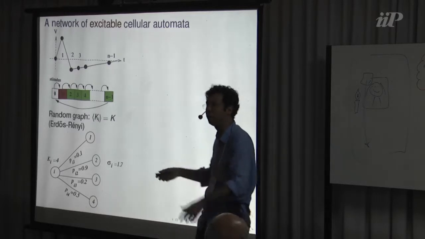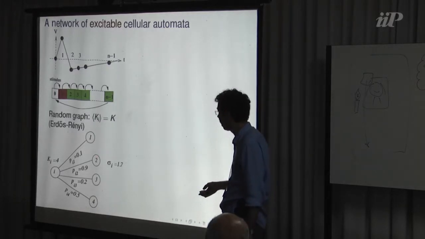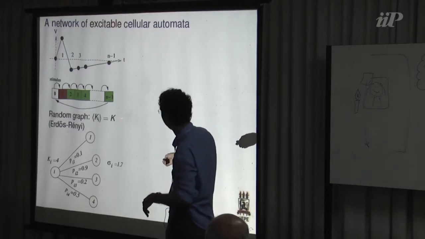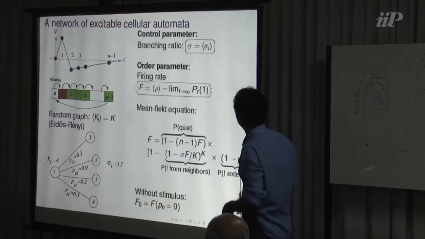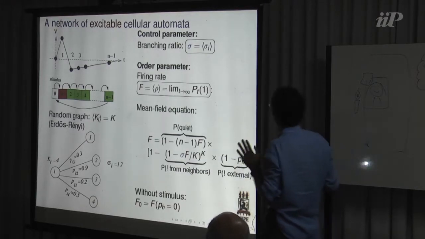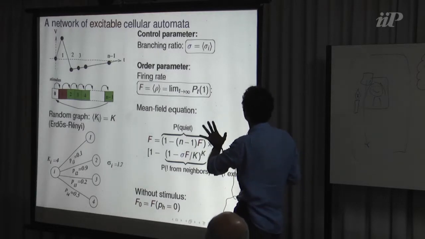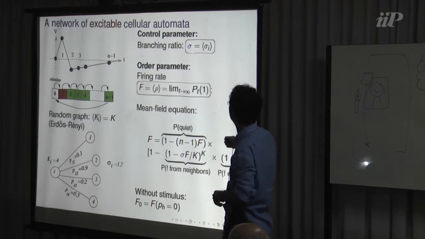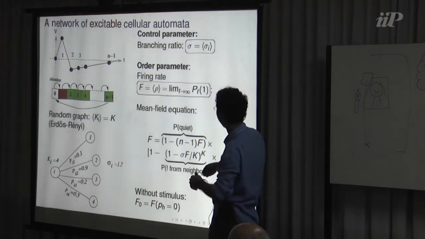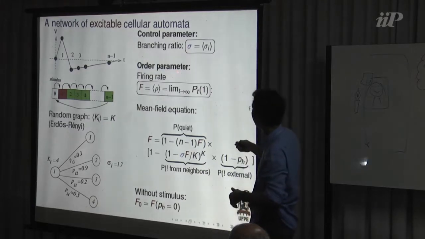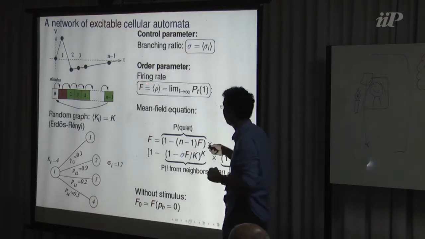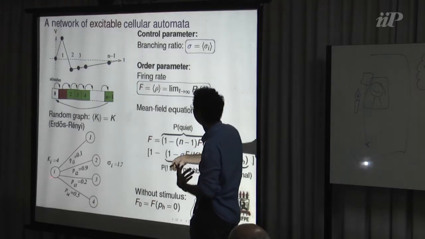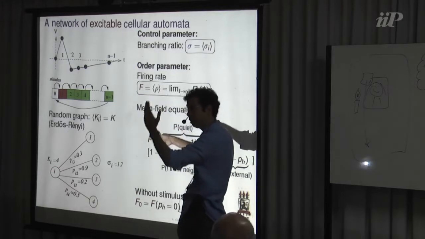If you take an ensemble of the realizations here. Okay? So you put this in a random graph, so every site has some, on average, k neighbors. And bear with me, there are no more equations after this, okay? I promise. So you can define a very natural control parameter here, which is the average branching ratio, so the average over all sites, which is sigma. And you can define another parameter, which is the average firing rate. So it's just the probability that a site is in state 1, which is spiking, essentially, right?